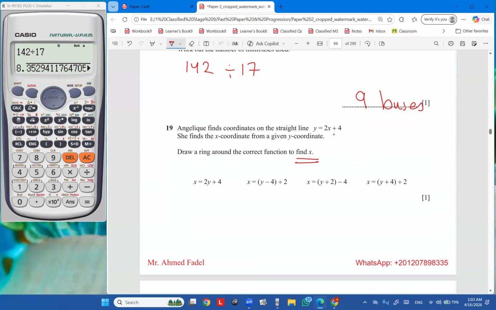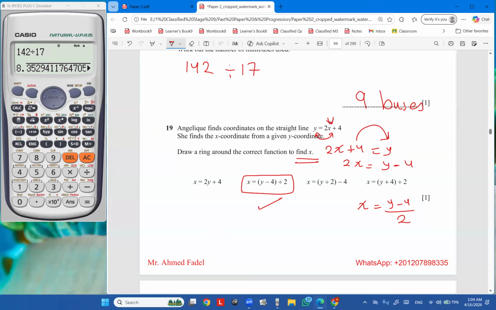So to make x the subject, we're going to switch, as we learned, to 2x plus 4 equals y. But I'm going to send the positive 4 to the other side, negative 4. So it is 2x equals y minus 4. But now I still need to find x, so I'm going to send the 2 to the other side, division. So it is x equals y minus 4 over 2, which is the same as y minus 4 divided by 2. Okay, so simply they just wanted you to make x the subject. That's it. To find x, make x the subject.